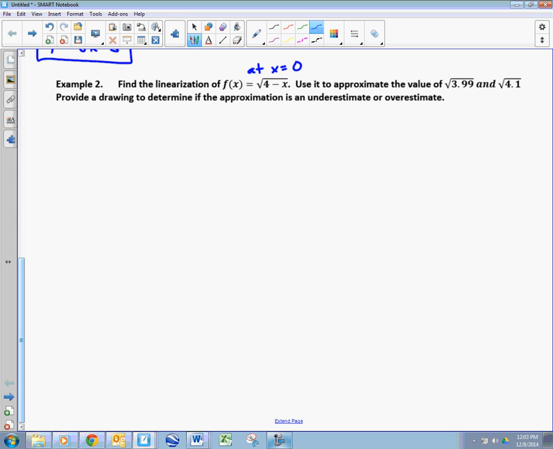I'm going to do the linear approximation at x equals 0. Does anybody know why? Because if I plug in 0, I will get the root of 4. Furthermore, if I plug in 0, that's very close to these two values, correct? So if I want to estimate these values, it would be nice if I could estimate the square root of 4. That's what this would be at x equals 0, correct?